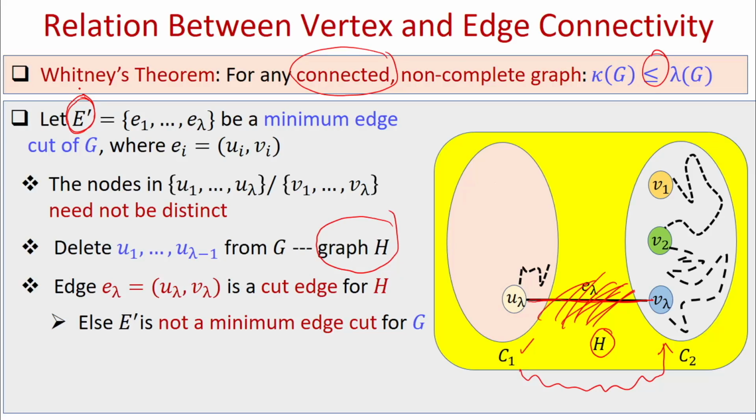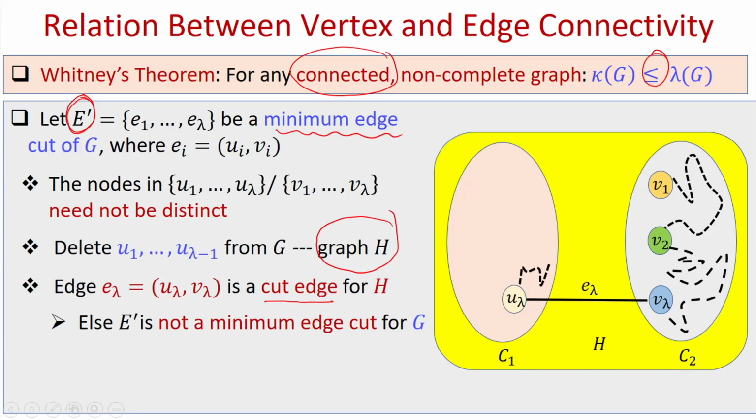I remember I assumed that as soon as I remove the edges E1 to E lambda, my graph gets split into two parts, C1 and C2, such that nothing in C1 is reachable to C2 and vice versa. I have already removed E1 to E lambda minus 1, and now I am arguing that if I remove E lambda, my graph H gets split into C1 and C2, such that C1 is completely disconnected from C2 and vice versa. If that is not the case, that means I need to further delete more edges even after removing E1 to E lambda to disconnect my original graph G, which goes against the assumption that E prime was the minimum collection of edges whose deletion will disconnect my graph, right? So I get this implication.